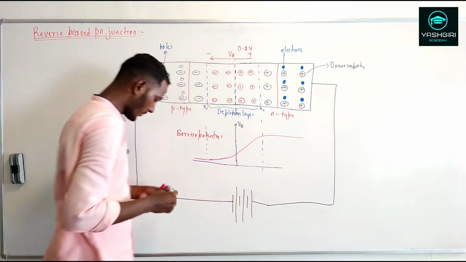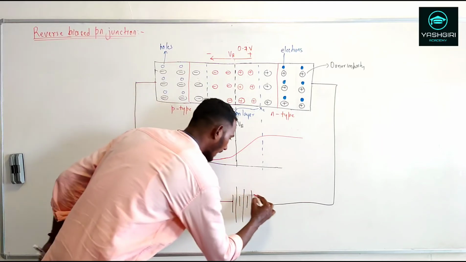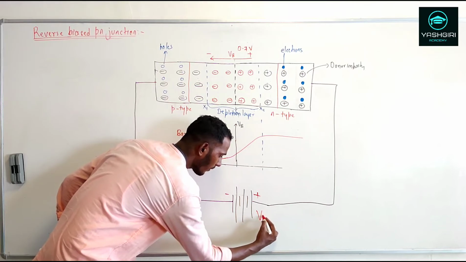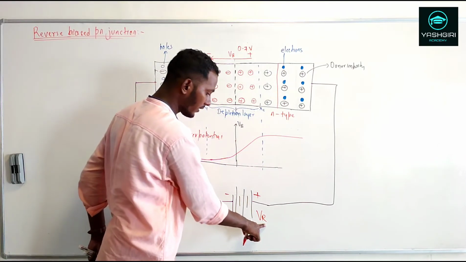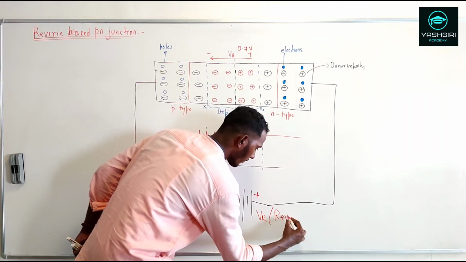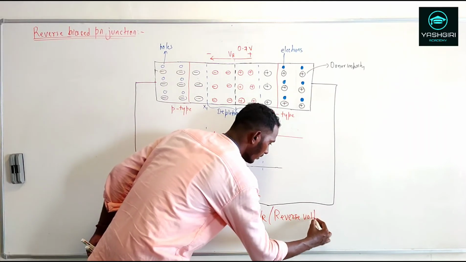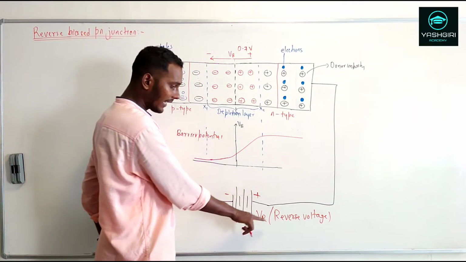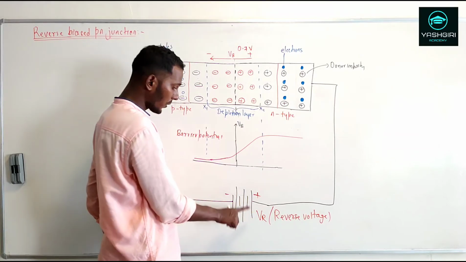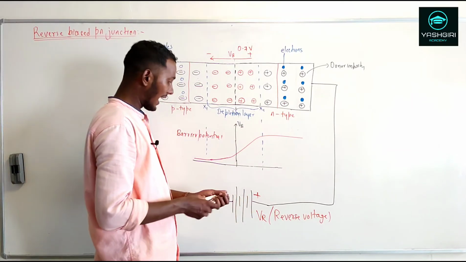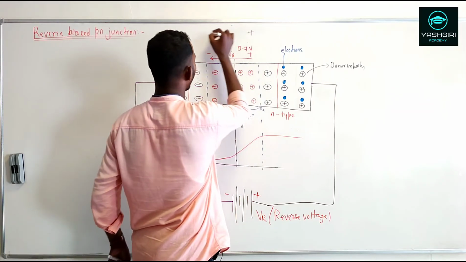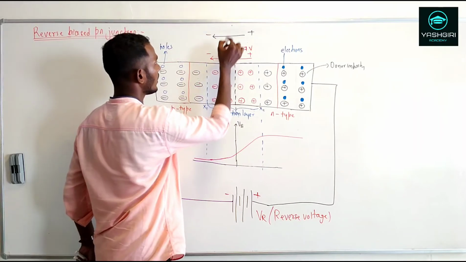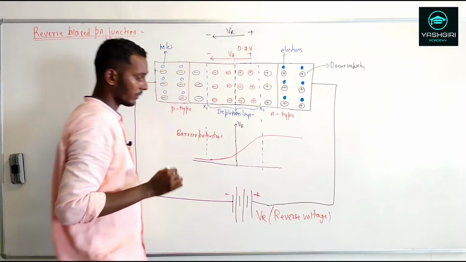So here, this is my positive terminal and this is my negative terminal. Let me call it, I'm applying some voltage of VR. So VR stands for reverse voltage. This is your reverse voltage, this is your DC supply. Now when you apply some reverse voltage, it is going to establish some electric field, and that electric field will be in this direction, from positive to negative. So here this is your reverse potential.